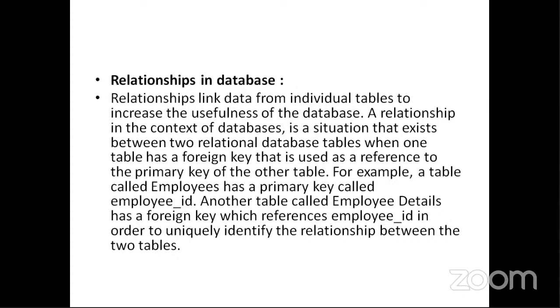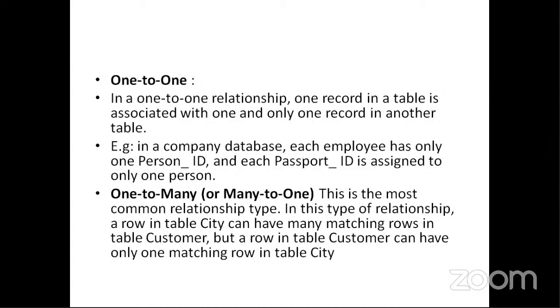There are two tables. One is employee and the second table is employee details. One contains the primary key employee ID, and employee details has a foreign key which refers to the employee ID of the first table. There are three types of relationships in relational database design: one-to-one relation, one-to-many relation, and many-to-many relation.